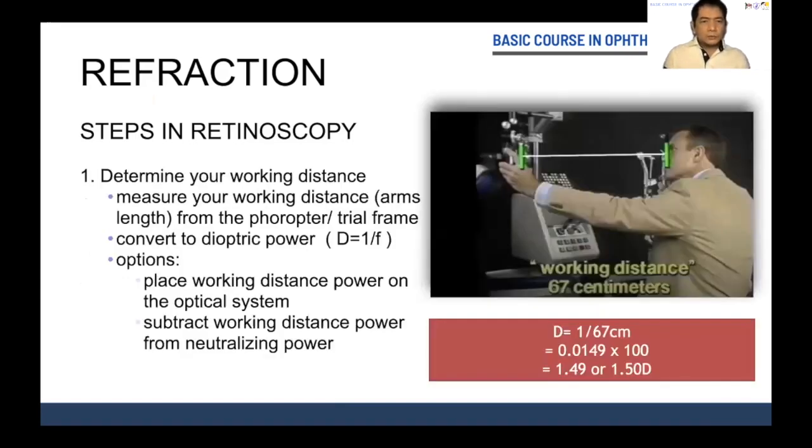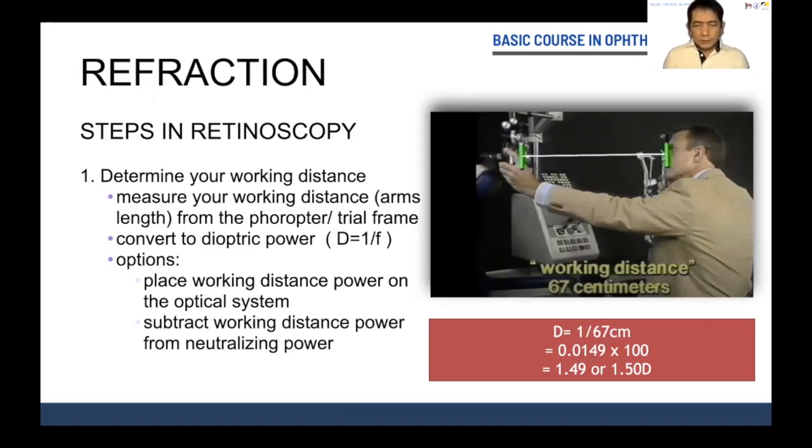Okay, so how do you get the working distance again? Measure your arm's length, because the distance between you and the patient is the length of your arm. In this case, the arm's length is 6 to 7 centimeters. Using the formula to convert it to dioptric power, D is equal to 1 over F, you will have 1 over 6 to 7 centimeters.